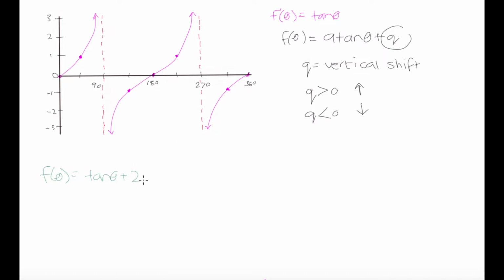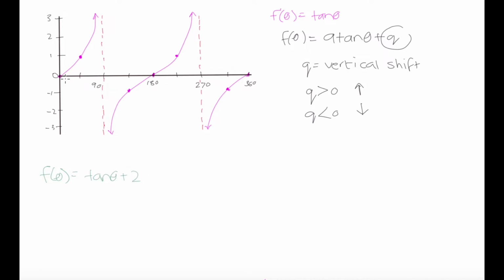So what is going to happen when we are adding 2 to that? Well, let's start off with here. At this point, our tan of 0 degrees is going to give us a value of 0. But this function tells us that it's going to be whatever that value is plus 2.